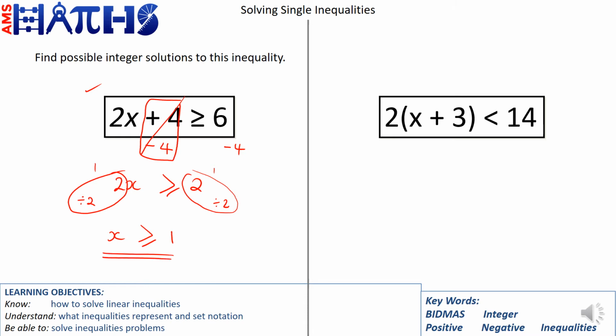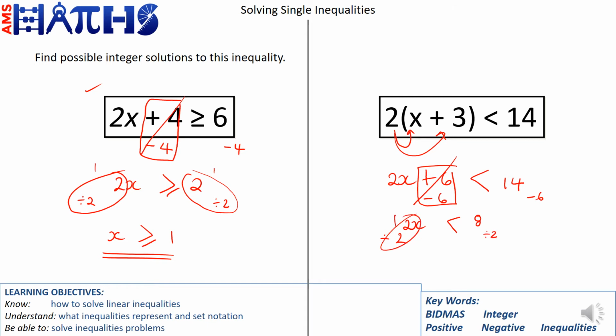Here we have brackets, so we need to expand our brackets before we solve. So 2 times x gives us 2x, 2 times 3 gives us positive 6, and that's less than 14. Then to solve, subtract 6 first from both sides. 6 minus 6 is 0, we're left with 2x is less than 14 minus 6, which is 8. Then we divide both sides by 2. 2 divided by 2 is 1, so we're left with 1x. And that's less than 8 divided by 2, which is 4. So our answer is x is less than 4.